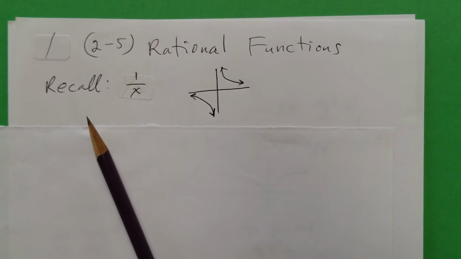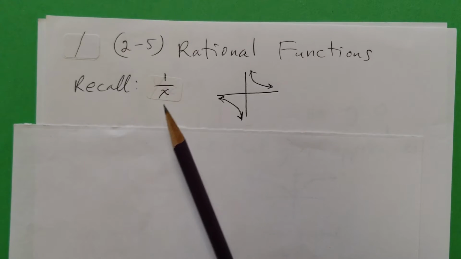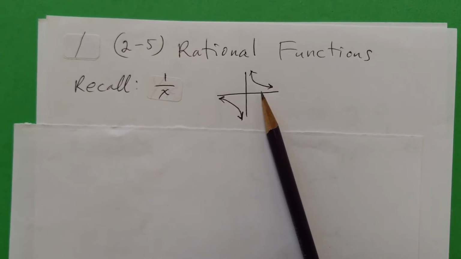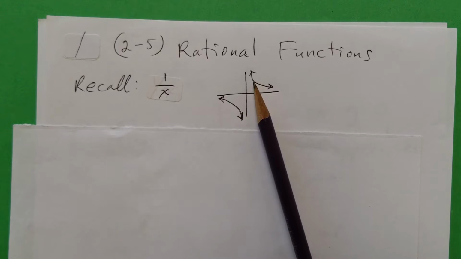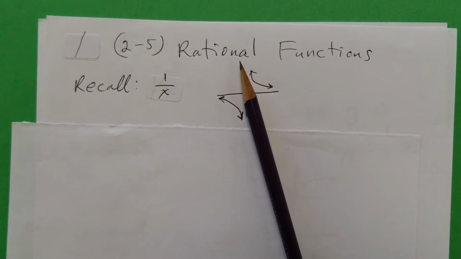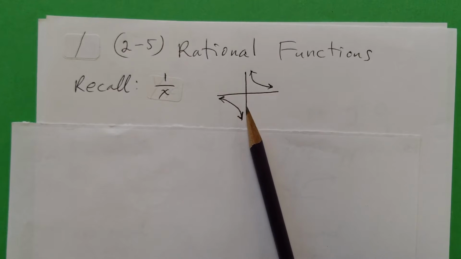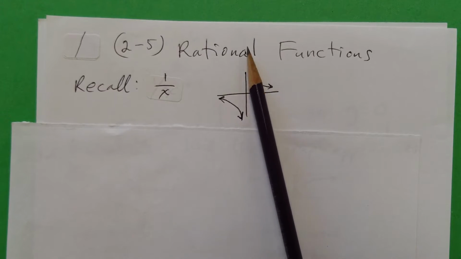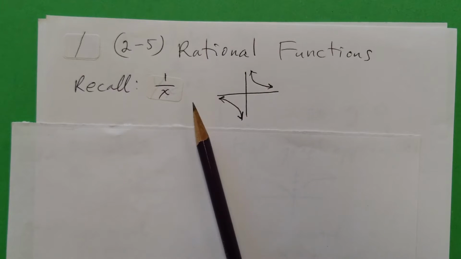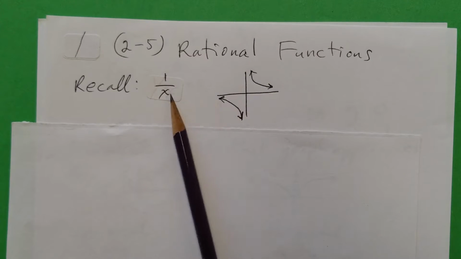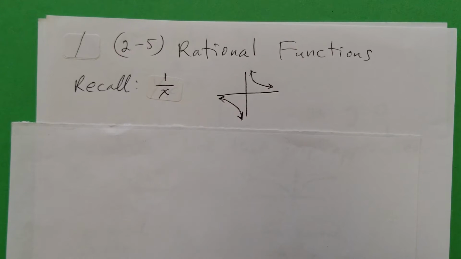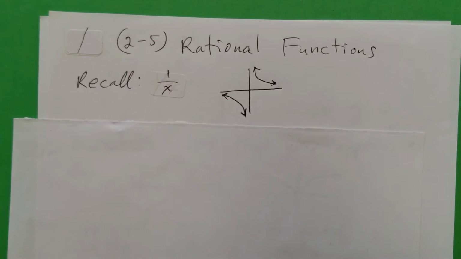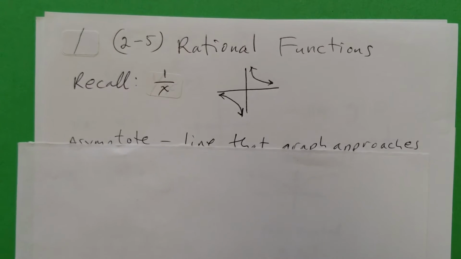So do you remember when we talked about parent graphs and the graph of 1 over x looks like this? This is a quick sketch, but basically the graph comes in this way, and it never reaches the y-axis. And then same thing this way, it goes like that, but never reaches, gets closer and closer, but never reaches the x-axis. So I hope you remember that.